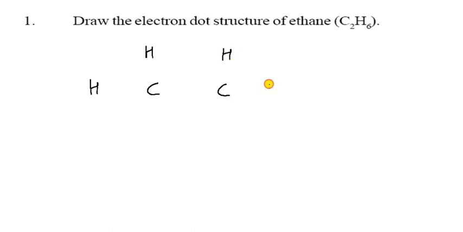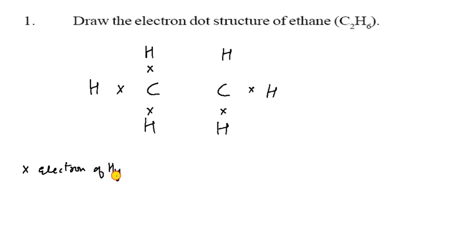So let us see what will happen in the next one. Now draw the electron dot structure of ethane. So I will draw the ethane structure. It is your question, and the first question. There are 2 carbon atoms and 6 hydrogen atoms. So you can see 1, 2, 3 and 4, 5 and 6. So 6 hydrogen atoms.